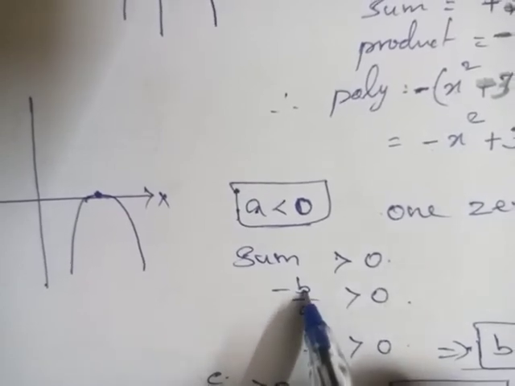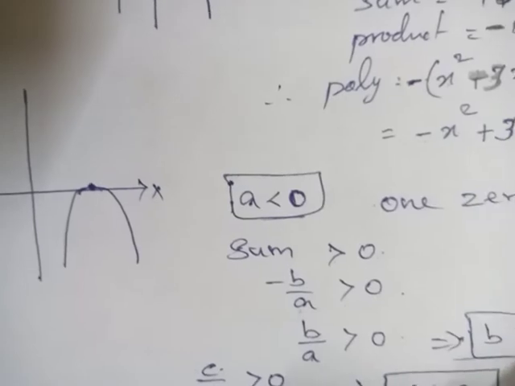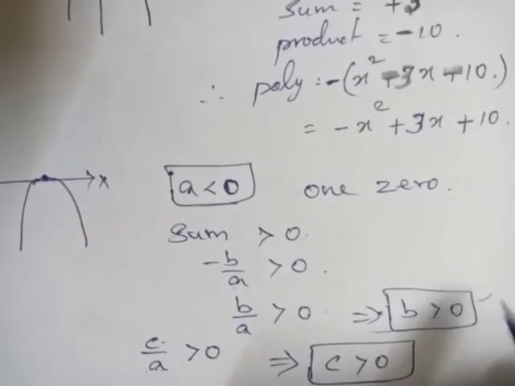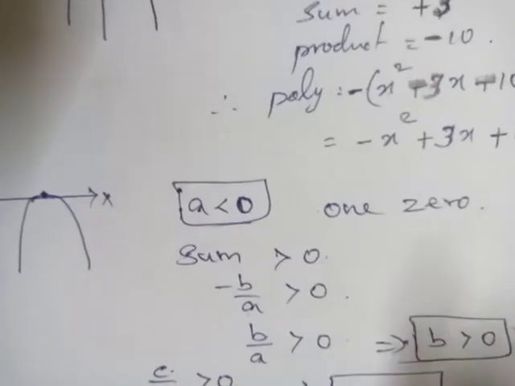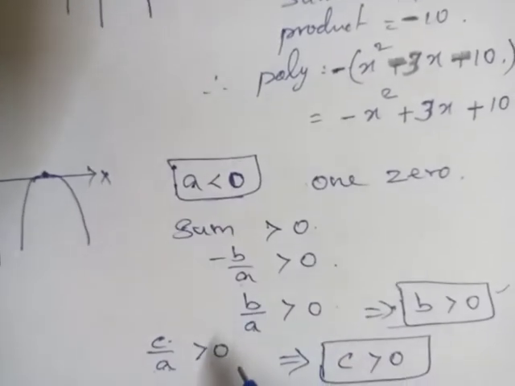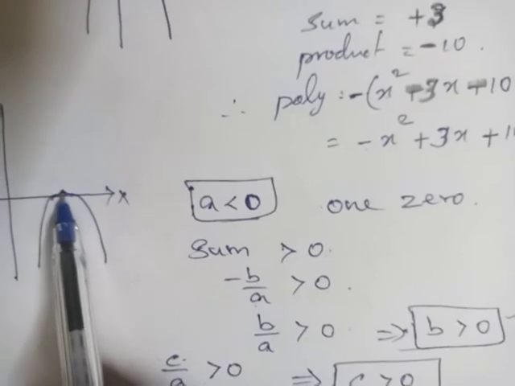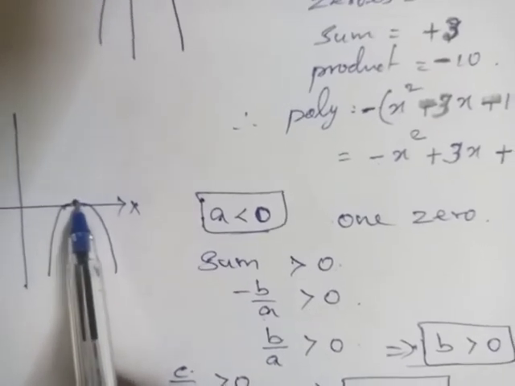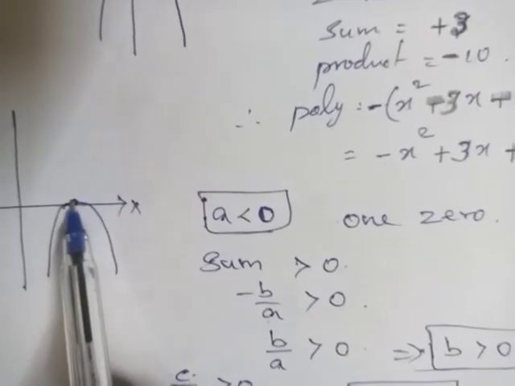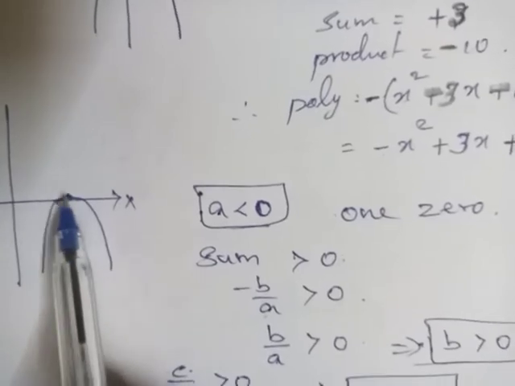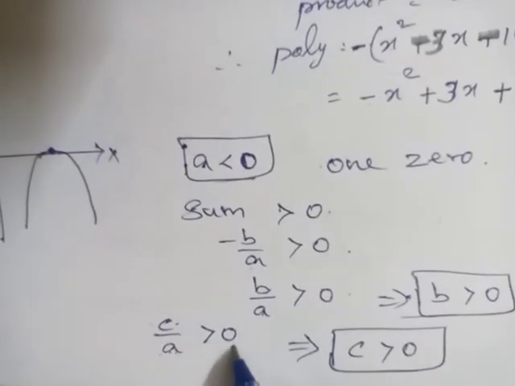So what about this B? B is also greater than 0. Okay, greater than 0, that is a positive number. B is a positive number. What do you think about the C? It is the product. See here, actually the zeros are on the right-hand side, therefore both are positive. So the product of the zeros is also positive, so that C by A is greater than 0.